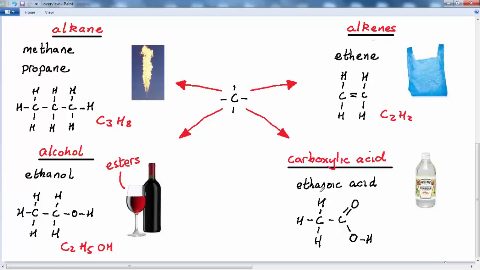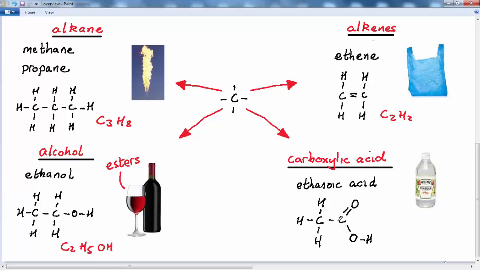And lastly, we'll be looking at what we call carboxylic acids, of which vinegar is an example. Vinegar contains a substance called ethanoic acid. So ethanoic acid is a member of the carboxylic acid family, and that is formed actually when ethanol becomes oxidized and it changes into vinegar. So if you leave a bottle of wine open exposed to air for a long period of time, it will eventually change to red wine vinegar. So there's the structure of ethanoic acid. You see you've got a double bond here, and you've got this OH group.